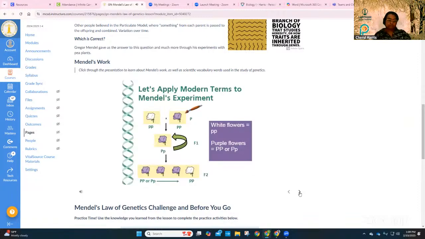Finally, let's apply the terminology we now understand to Mendel's work with pea plants. This was one of the questions. You can see in the purple box what we do know. White flowers are recessive to purple. Therefore, their genotype is small p, small p. Purple flowers are dominant and must contain at least one dominant or capital letter.